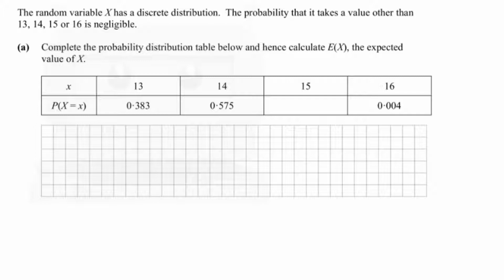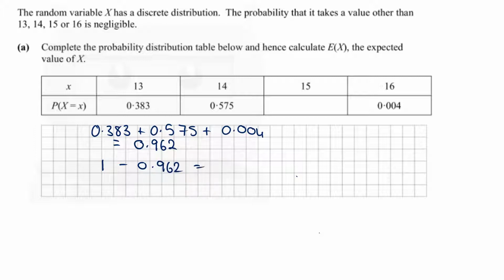So when I add all these together, I will get, one second, sorry, now get my pen. So if I add 0.383 plus 0.575 plus 0.004, I add them all together, I get 0.962. My full probability should be 1. So if I take that away from 1, I get 0.038. So that should go in here. So remember, when I'm looking at all the possible outcomes, then that probability will always equal 1.